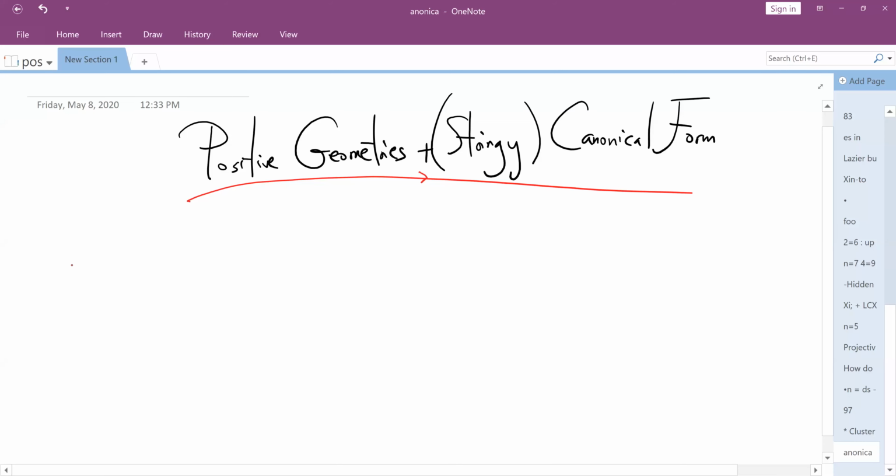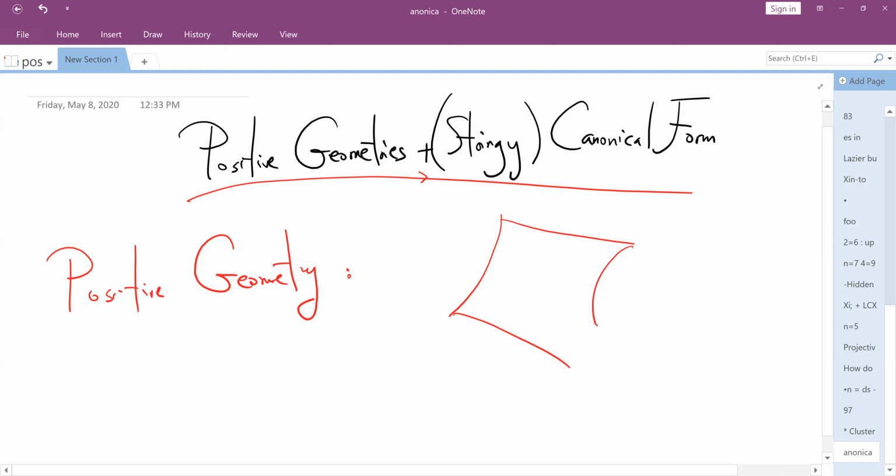So a positive geometry, I'm going to just give informal definitions here. It's possible to say this all precisely. Well, at zeroth order, it's any kind of region which has a closed or compact region like this, but where it has boundaries of all codimension.